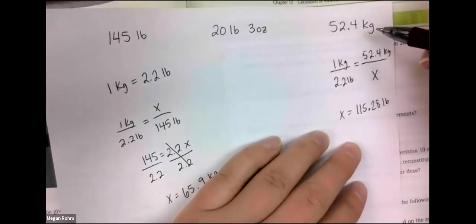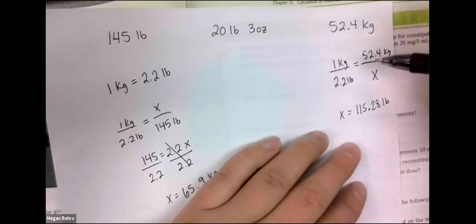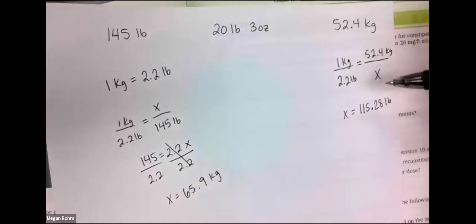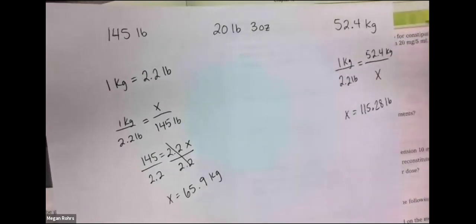So if you're going from kilograms into pounds, you're just going to multiply by 2.2. Now it's really important that you don't confuse those two methods. If it helps you, just set them up in a ratio and proportion so you can solve for that very quickly.